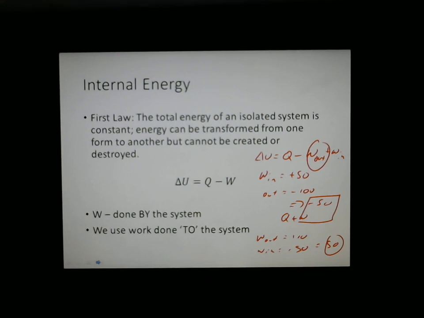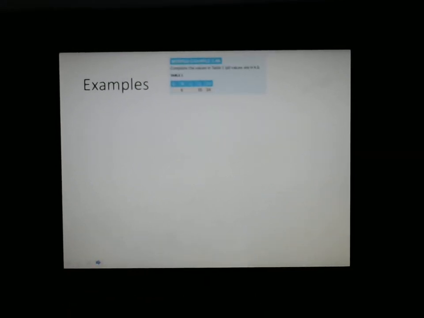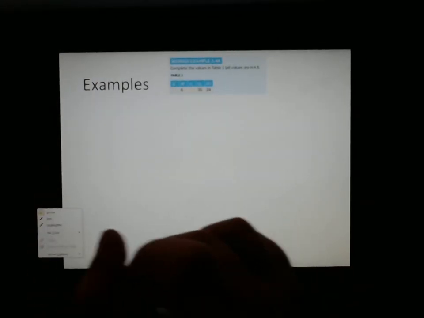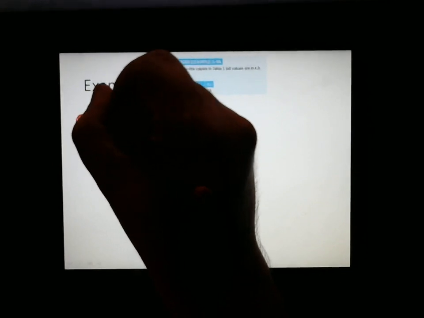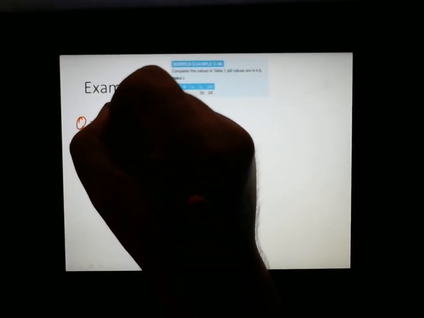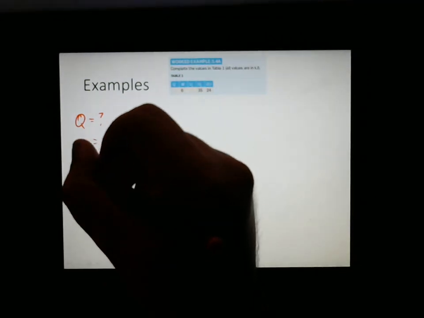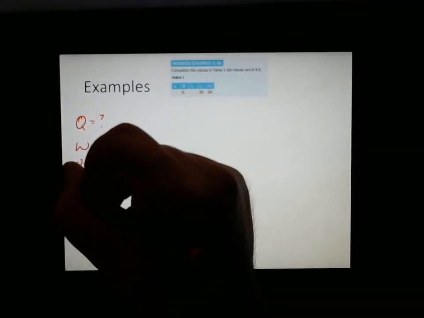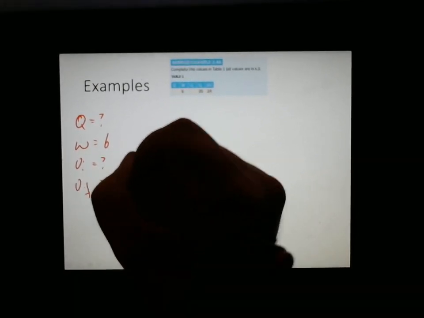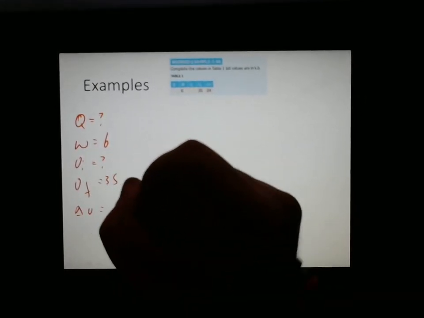So, let's have a look at some examples. Here's a table that's very blurry, I do apologise. This is table 3.4a on page 121 in your text, and you're given a table of Q, W, UI, UF, and change of U. So we have our Q equals unknown, W equals 6, our UI equals unknown, our UF equals 35, and our change in U is equal to 24.